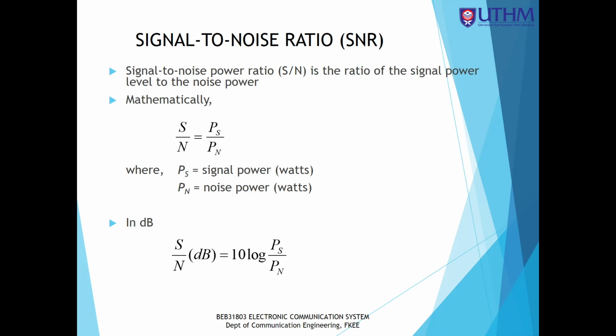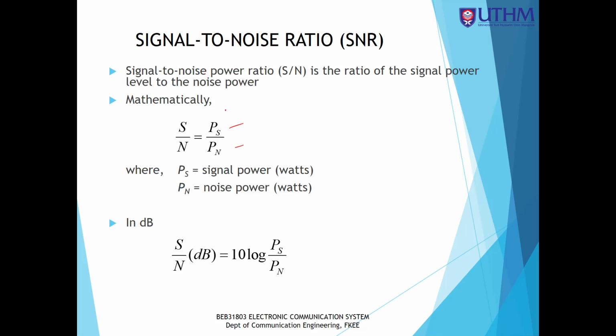So now we go to the next topic, what we call the signal to noise ratio, SNR. So SNR sesuai dengan namanya, dia adalah signal power to noise power ratio. Dia adalah ratio untuk signal power dibahagikan dengan noise power. Tiada unit, okay? There's no unit for this. So for example here, power divide with power. PS is the signal power, PN is the noise power.